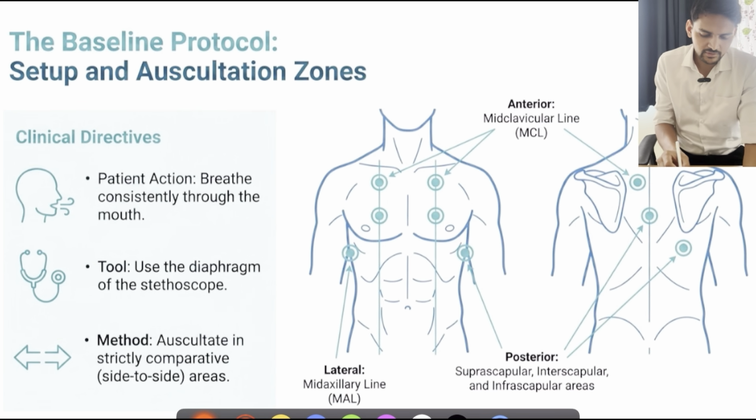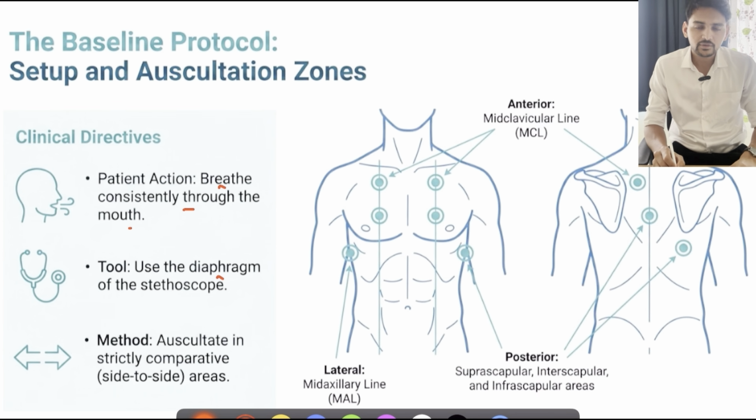So the first basic things are, ask the patient to breathe consistently through the mouth. Then use the diaphragm of the stethoscope and always auscultate in the comparative areas on either side. And what are the areas where you have to auscultate?